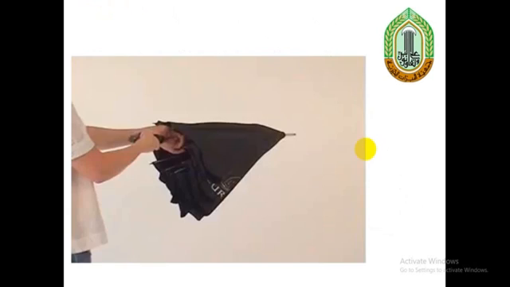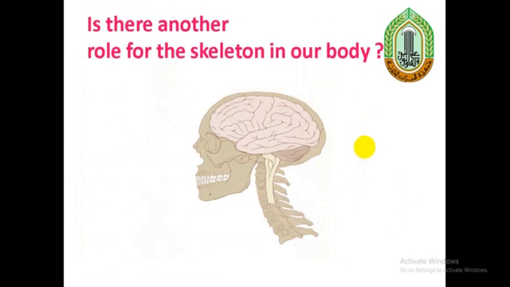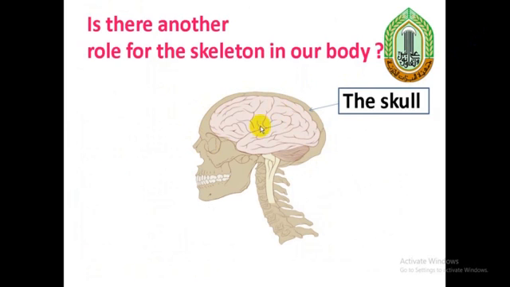Now, let's continue. Do you think there is another role for the skeleton in our body? Very good. Let's see what this role is now. As you can see with me, this is the skull. And what's present underneath the skull here? What is this organ? It's a soft organ. Yes, that's the brain.